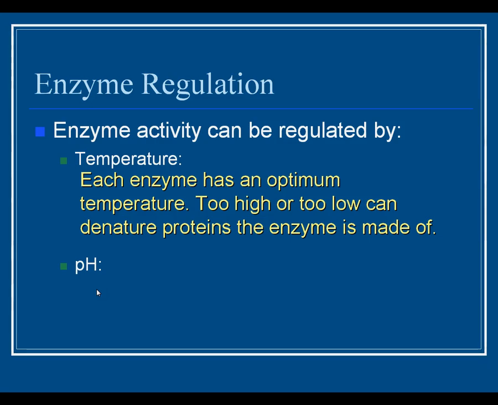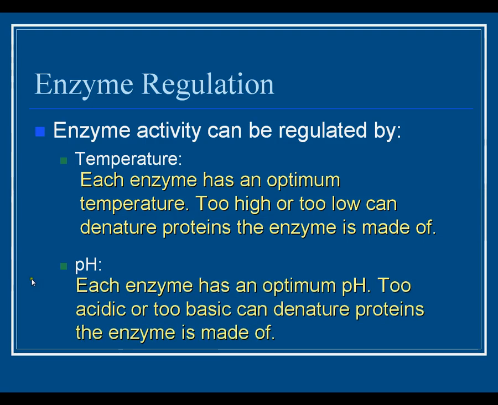The same thing is true of pH. Each enzyme has its own optimum pH. So it likes either acidic conditions or basic conditions, or perhaps it likes neutral conditions. And again, just like with temperature, if you get too acidic or too basic, you can destroy the enzyme.